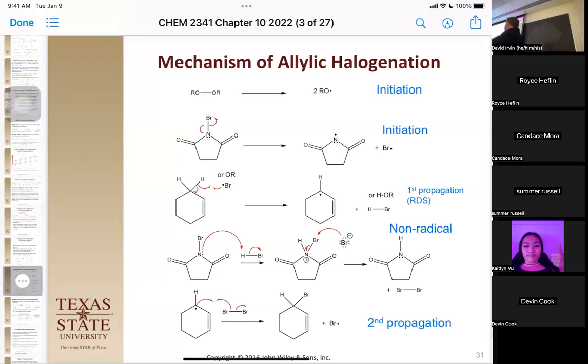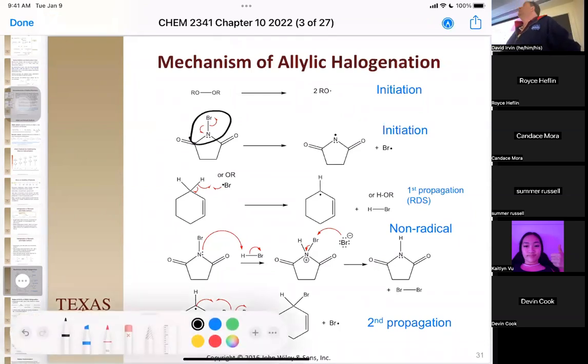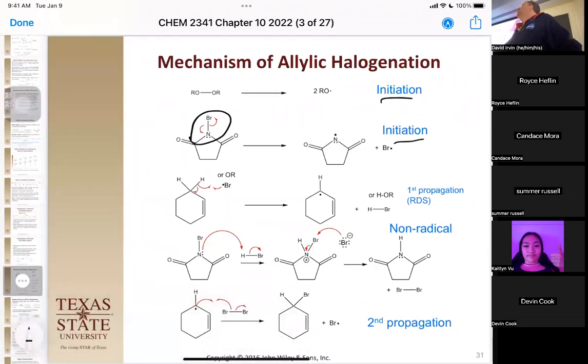Now, the bond itself can homolytically cleave, but it works better with an initiator. So in our first step, we have no radicals, and then we use an initiator to generate our RO radicals. Our RO radicals can then react with our system. What can also happen is that the nitrogen-bromine bond here is also very weak, and it could also break with heat, so that we can get both of these reactions. That's the initiation step of creating the first radicals.